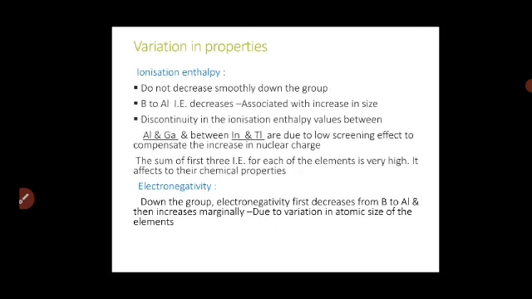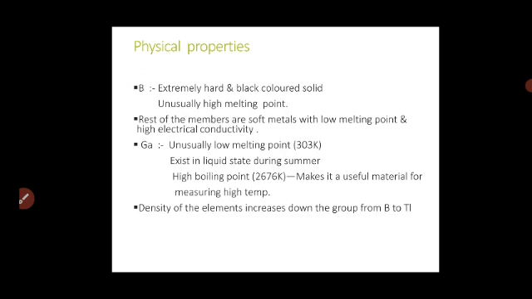Now we will study the physical properties of group number 13. As we have already seen, boron is typically a non-metal, whereas aluminum is a metal, but sometimes it behaves as a non-metal also. And the remaining three elements are metals, right? Means metallic character goes on increasing down the group, whereas non-metallic character decreases down the group.